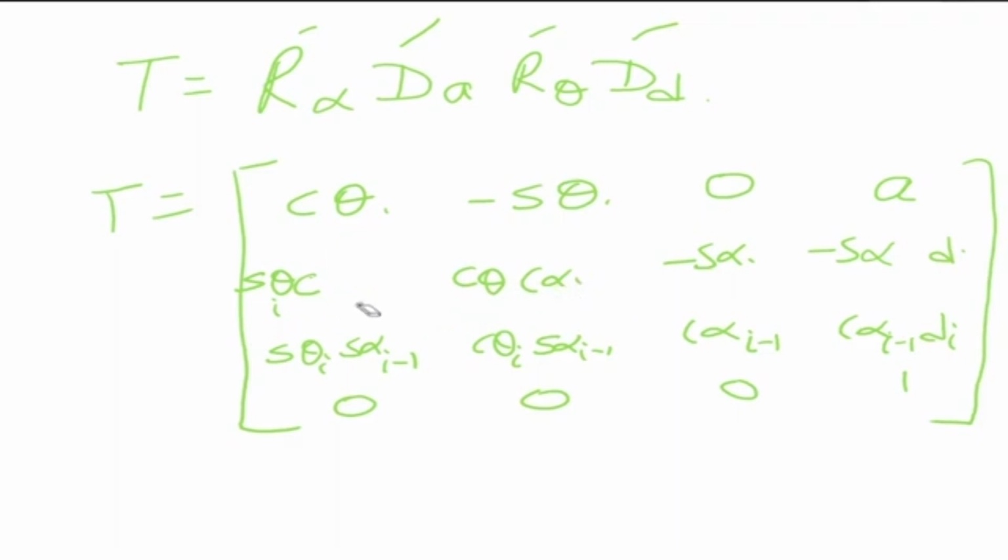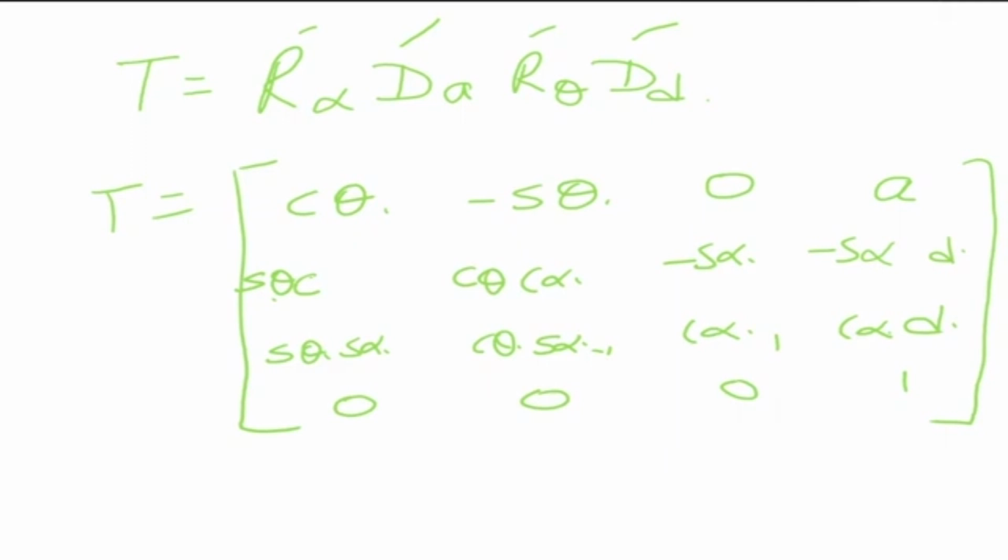That is how we are going to find our transformation matrix from one frame to the other frame. This is for simplicity; I am just removing the i and the i minus 1. You understand what they mean. So basically, we'll be taking each row from the DH parameter table, looking at the values of theta, alpha, and d, and putting them in here.